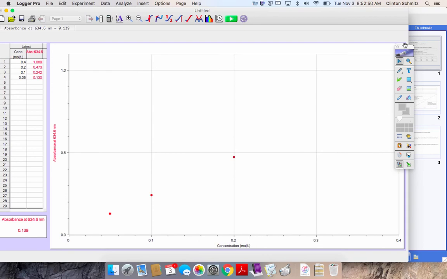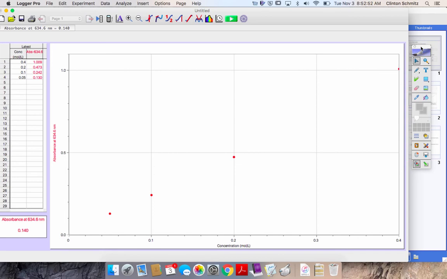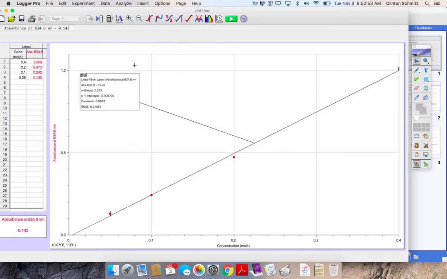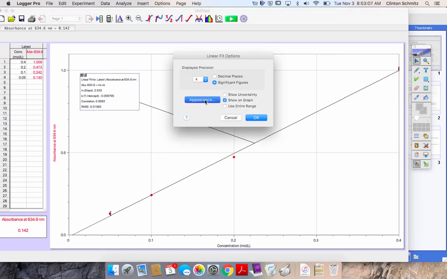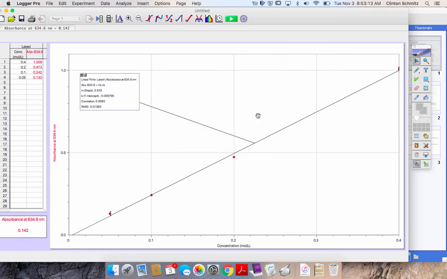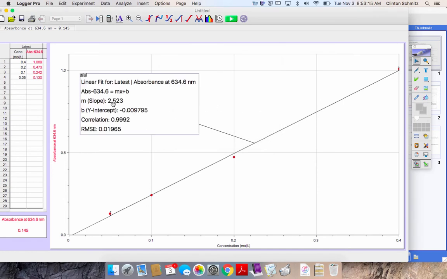Now hopefully you have a linear arrangement here. I mixed mine up super fast, so let's see how I did. You're going to do a linear fit, so go to Analyze, Linear Fit. I'm off a little bit, but I did it in a hurry. Hopefully yours is a little better than mine. Double click on this dialog box, hit the appearance, make it about 20 font or so, hit OK. That'll make it so you can see the slope. You're going to need that for later.